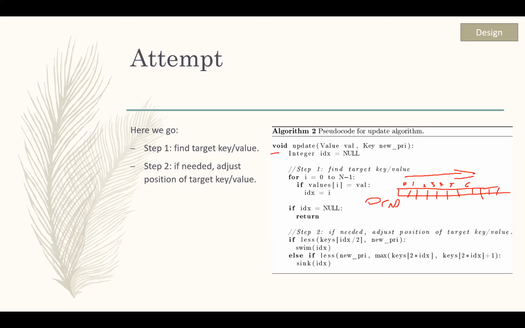Find it, decide, and then rely on sink or swim, right? And that's something we mentioned earlier. It's like, well, I have things that can help me out already, so let me just reuse them. Okay? So yeah, that's our basic algorithm.